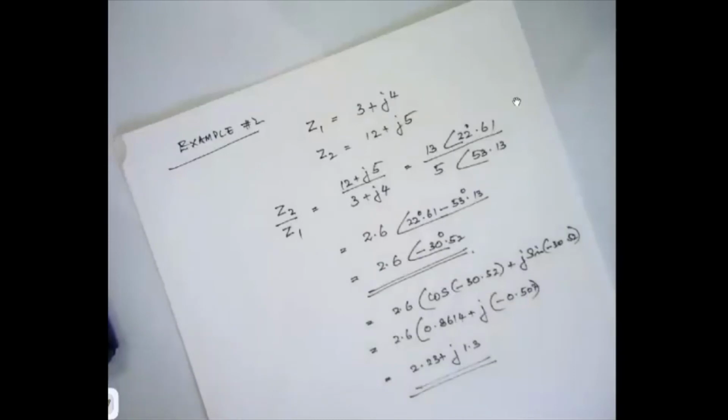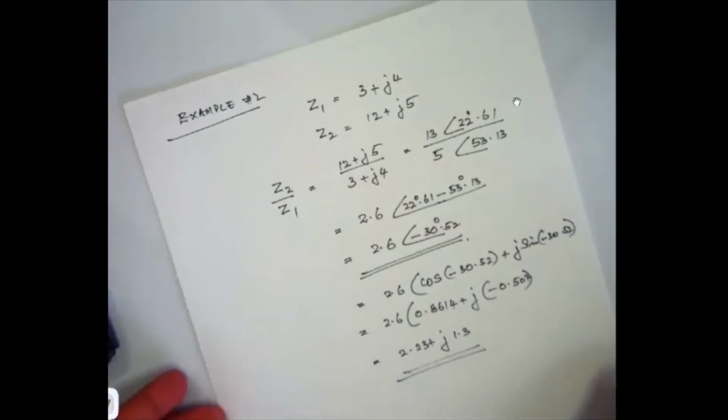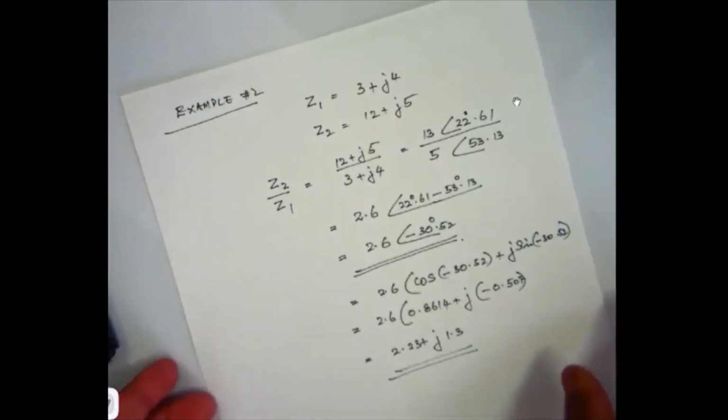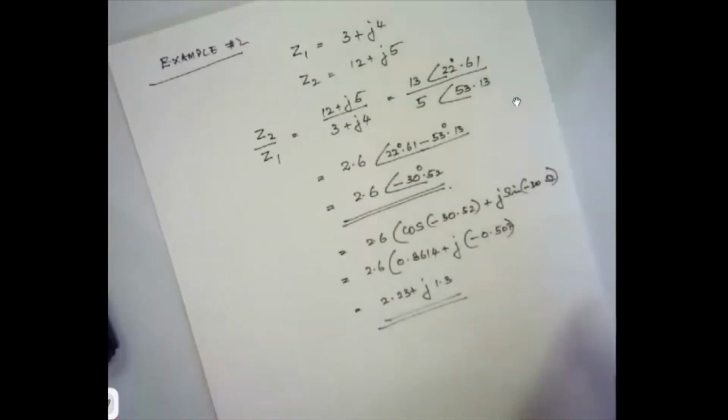So you can see multiplication and division in polar form makes complex numbers very simple, or division and multiplication of complex numbers is quite simple using polar form. Next lesson we will do some more examples.